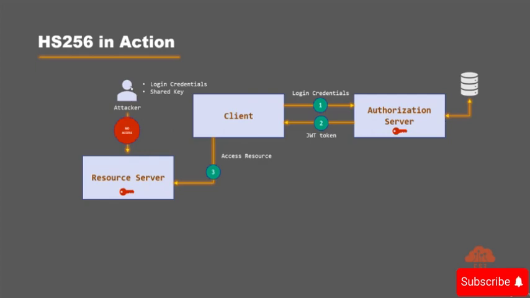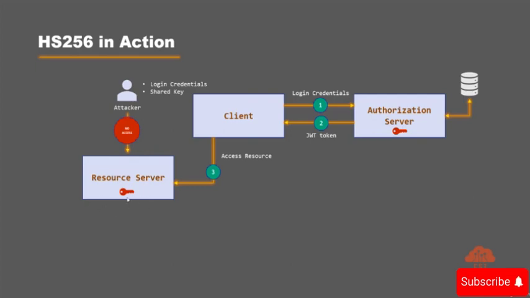Now, if the attacker wants to get access to these resources, he either needs to have login credentials so that he can get a valid token from the authorization server, or he needs to have access to this shared key. How can he get this shared key? There could be multiple possibilities. One, the authorization server is compromised. Two, the resource server is compromised. Three, the key is insecurely distributed. So when the key is distributed, somehow the attacker gets access to it so he can create his own JSON Web Tokens. So these are all various possibilities to get this secret key.